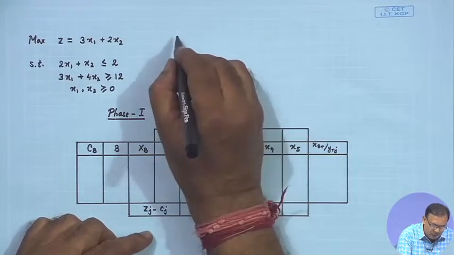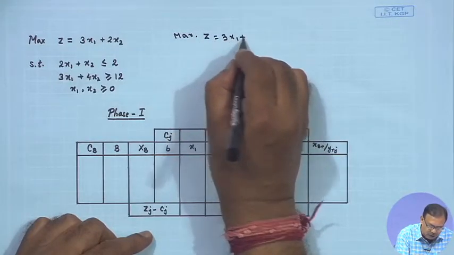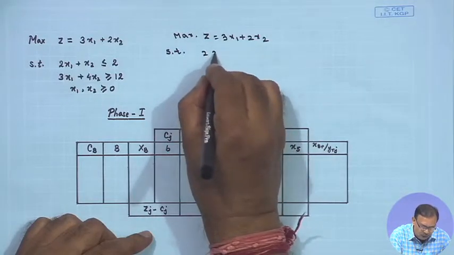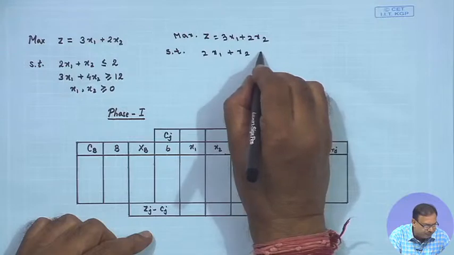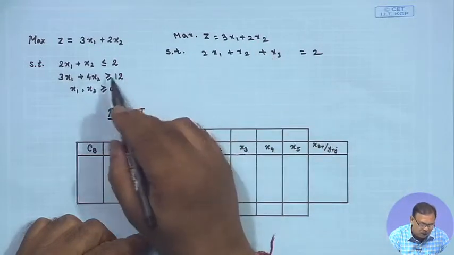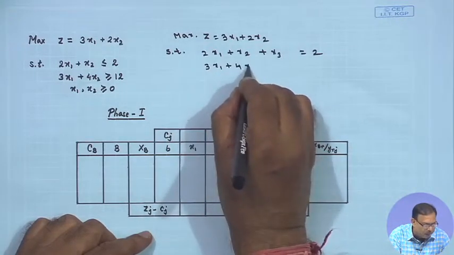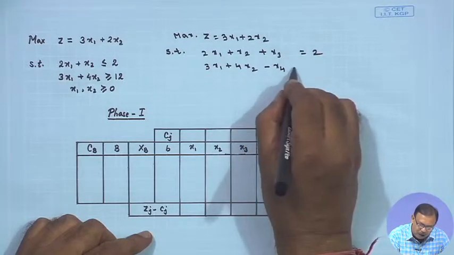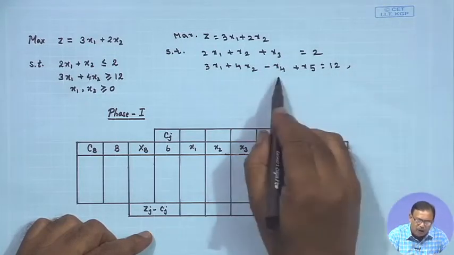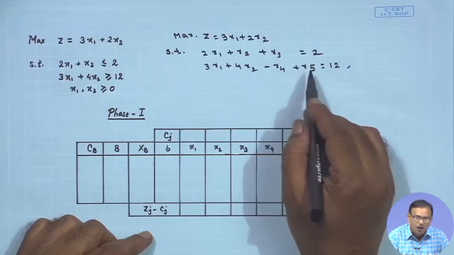So, your problem is in standard form. I can write down: maximize z equals 3x1 plus 2x2, I will write down the others afterwards, subject to 2x1 plus x2 plus x3 equals 2, where x3 is the slack variable. Please note this, corresponding to this less than or equal inequality, and 3x1 plus 4x2 minus x4 plus x5 equals 12. So, here x4 is the surplus variable, and x5 is the artificial variable.